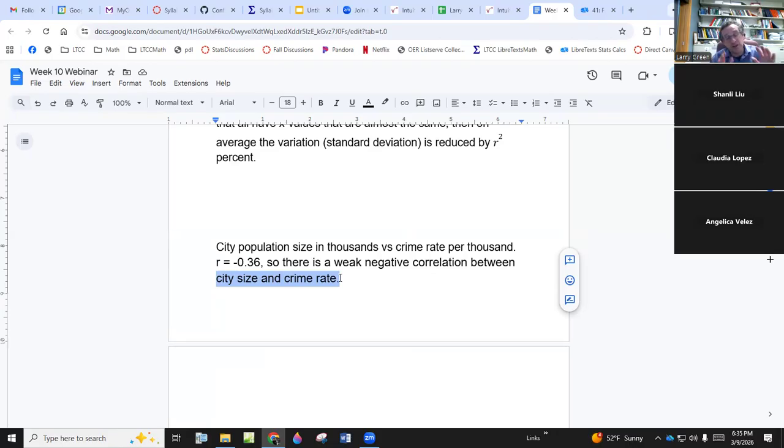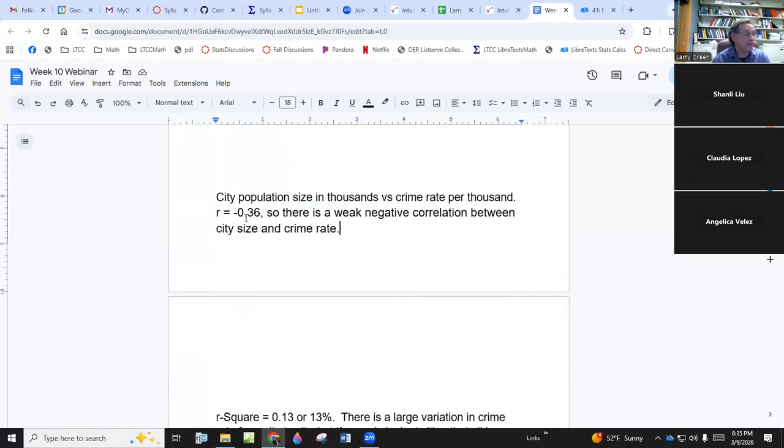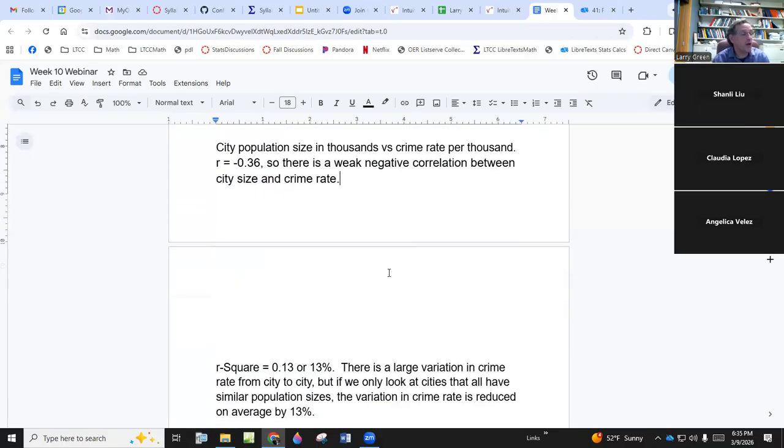Whereas if you're very close to 1 or very close to -1, it's a strong correlation. So that's typically how you want to think about it. So if you take negative 0.36 and you square that number, negative 0.36 times negative 0.36, you get about 0.13, which turns into 13%.